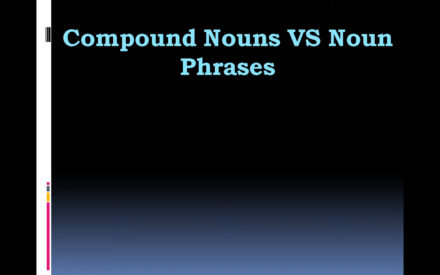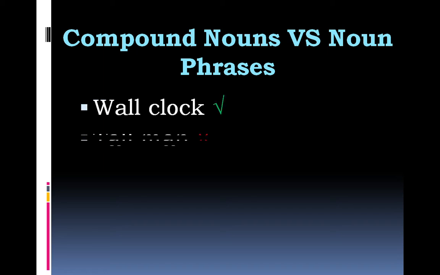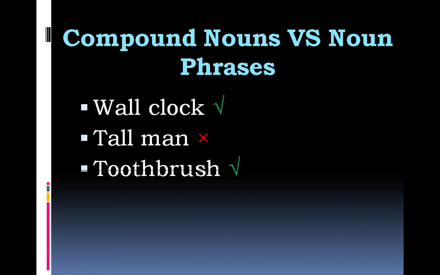Take a look at these examples. Wall clock, tall man, toothbrush, cold water. Out of these 4 examples, just 2 are compound nouns. The other 2 are noun phrases. Wall clock and toothbrush are compound nouns. Tall man and cold water are just ordinary noun phrases.